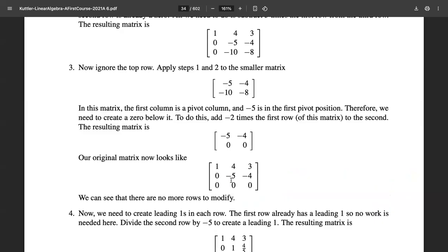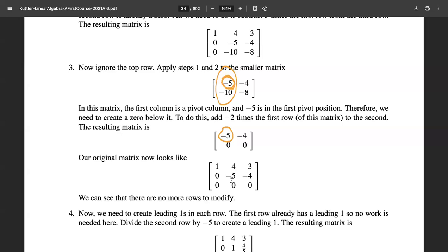And this is going to be my pivot position. And I want everything below that to be 0, right? Sorry. This is my pivot column, and the -5 is my pivot position. So I want everything below it to become 0.